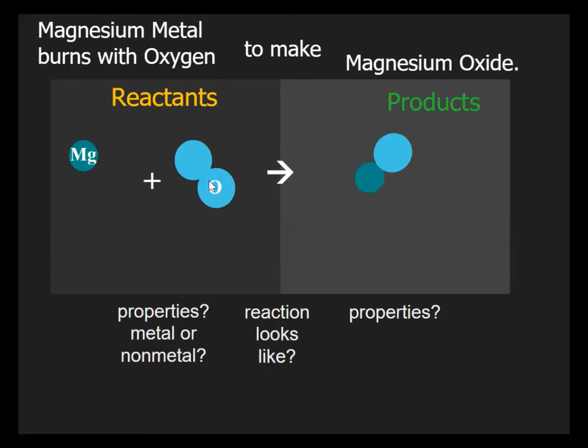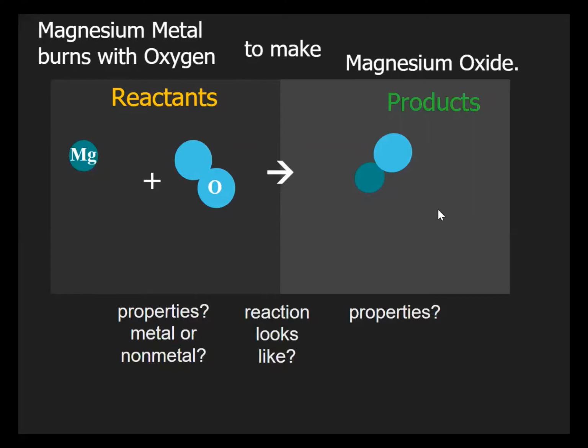We know that oxygen is also a non-metal. It is not a metal. So we have a metal and a non-metal reacting to make a salt or an ionic compound. So we've got this magnesium oxide. Okay, so what are the properties of the magnesium oxide? Is it metallic? Is it a gas? Does it have any of the properties of the reactants?